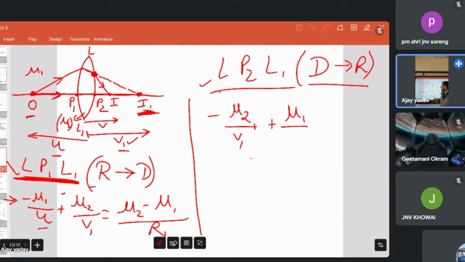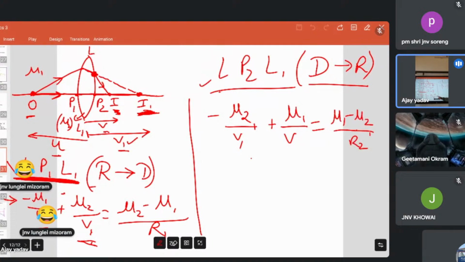V is the image, but for the second surface, the final image is I. And this image distance for final is V. So V equals mu2 minus mu1, and here we will write mu1 minus mu2 upon R2. Consider this the first equation, and this the second equation.